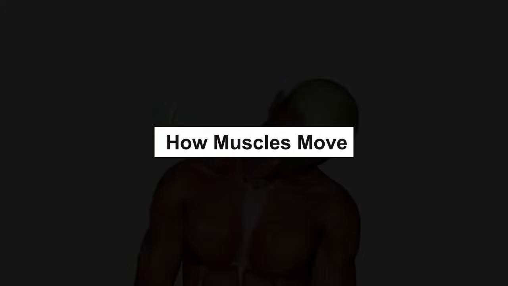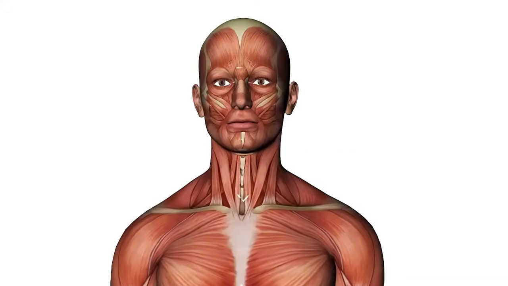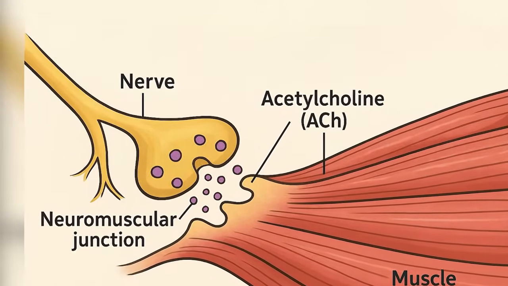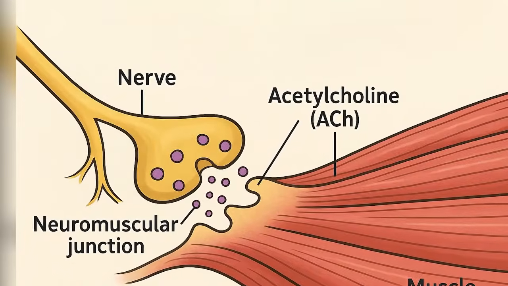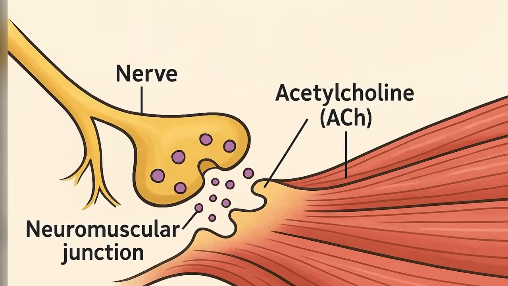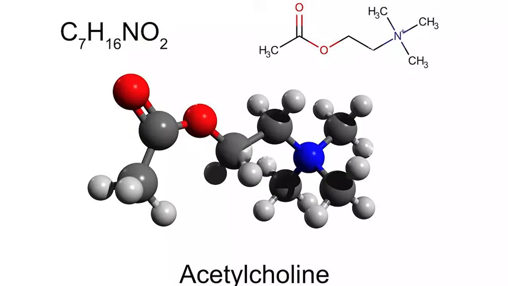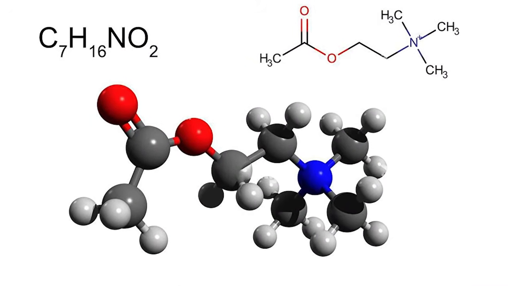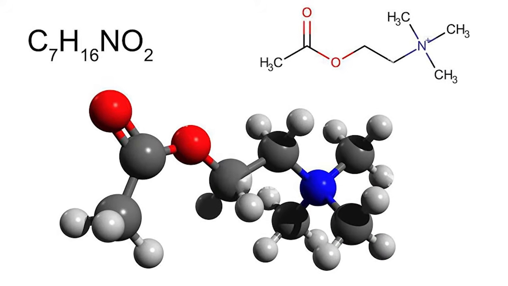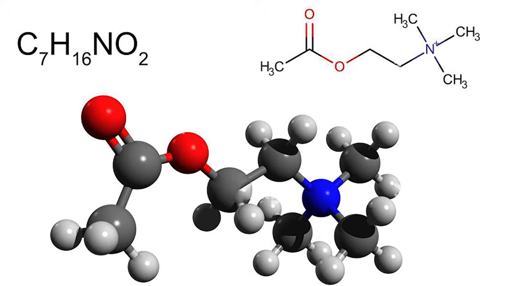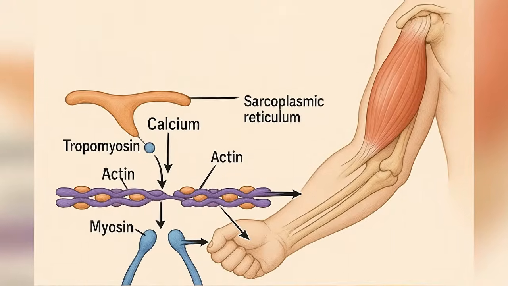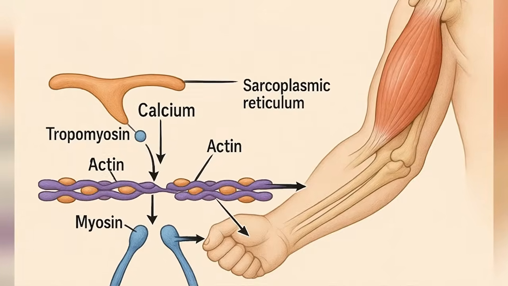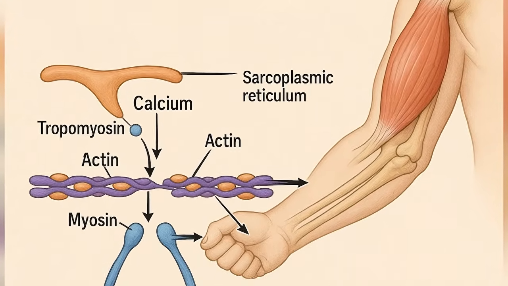How muscles move. Muscles work when they get a signal from your brain. A nerve sends a message to a muscle through a place called the neuromuscular junction. A chemical messenger named acetylcholine, ACh, is released. This chemical makes the muscle start an action potential, an electric wave inside the muscle. This wave tells the storage area, the sarcoplasmic reticulum, to let out calcium. Calcium turns on the actin by moving the blockers, tropomyosin, and myosin grabs actin and pulls.